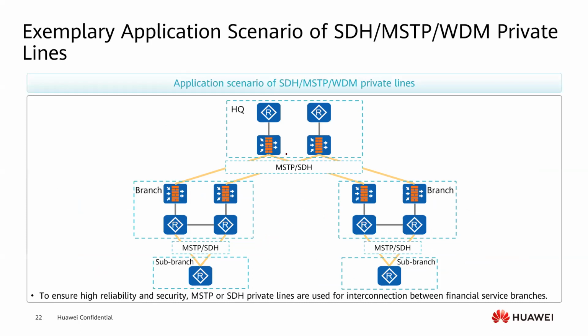For example, some companies will use this, like a bank or some other company, like government. They will use this kind of technique to create the WAN connection between the HQ and the branch.